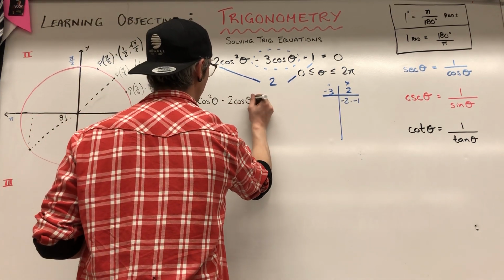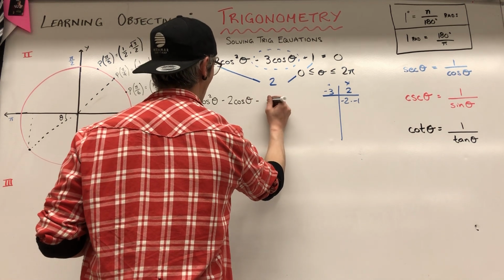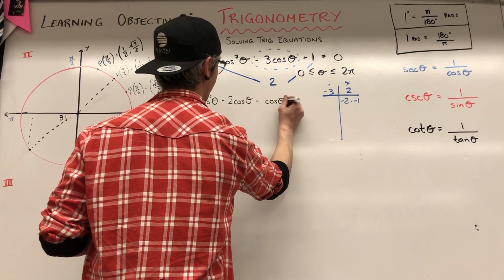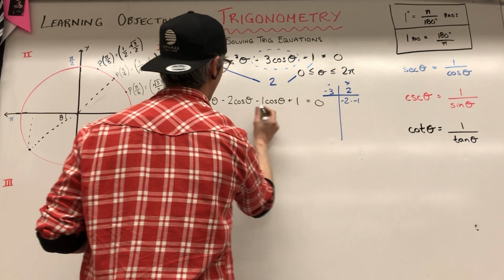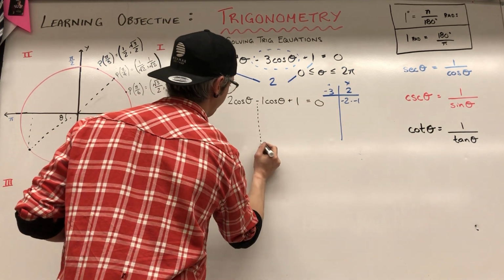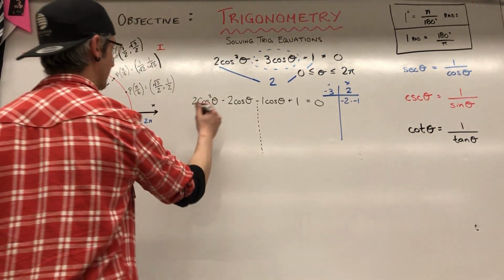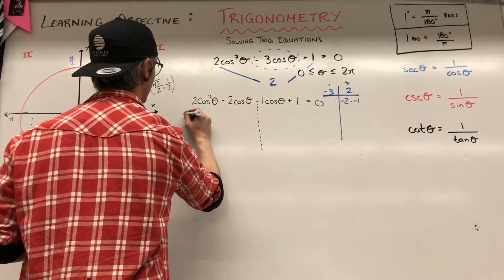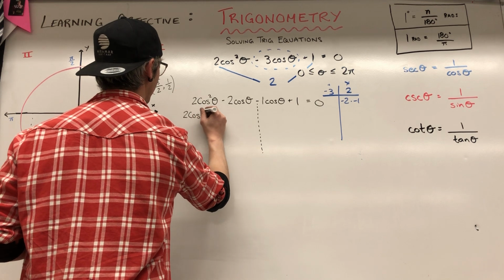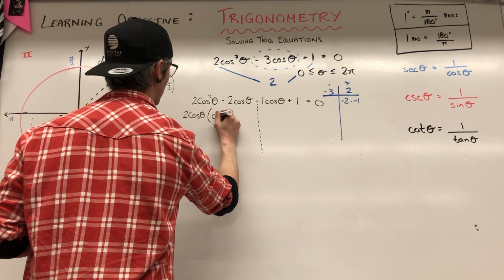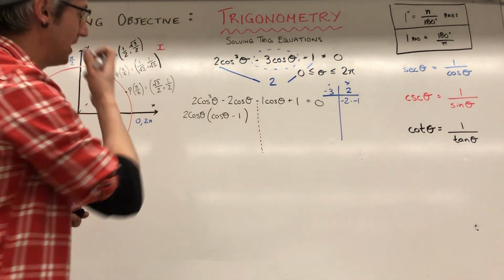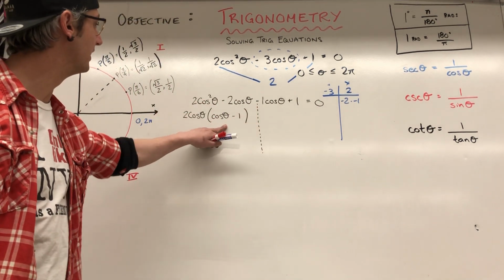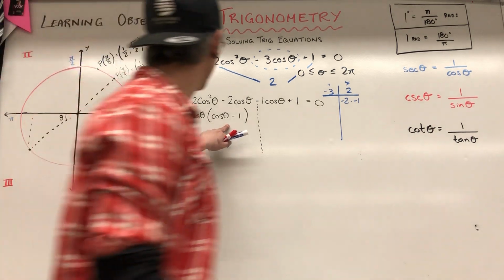Cos theta minus 1 cos theta, I'll put the 1 in there, plus 1 is equal to 0. And then I split them in half, and I'm going to factor this one. So I'm going to have 2 cos theta minus 1. I was able to pull out a 2 and a cos theta. And that's what I get there.